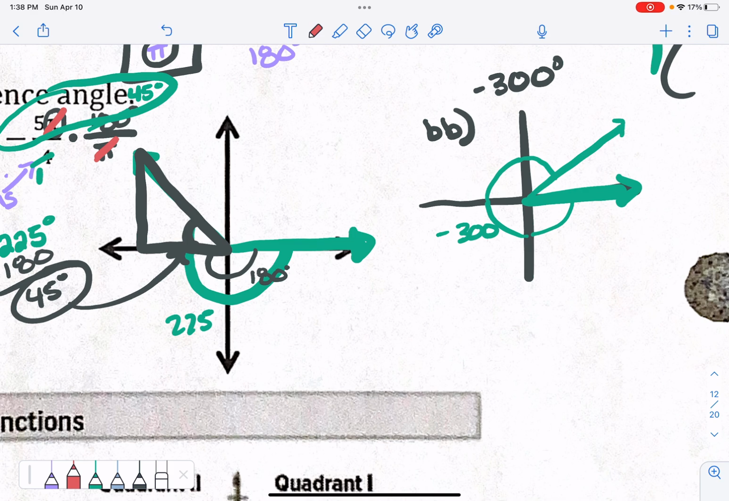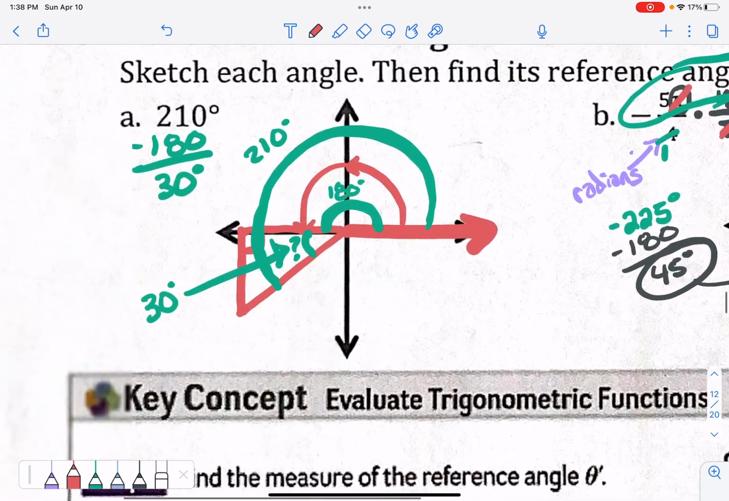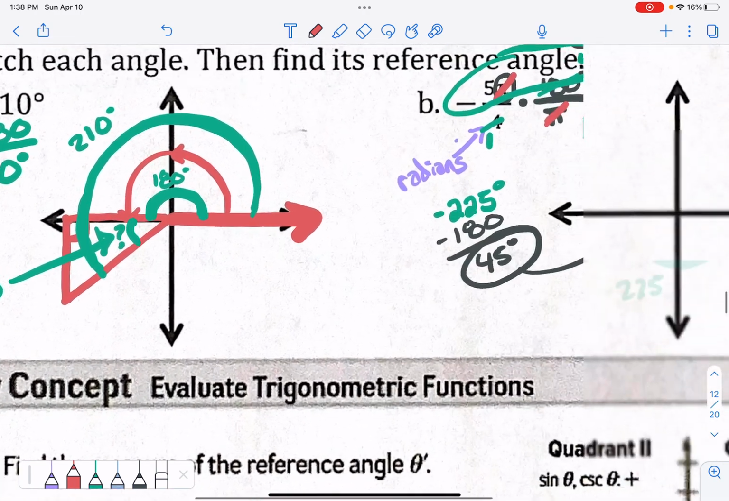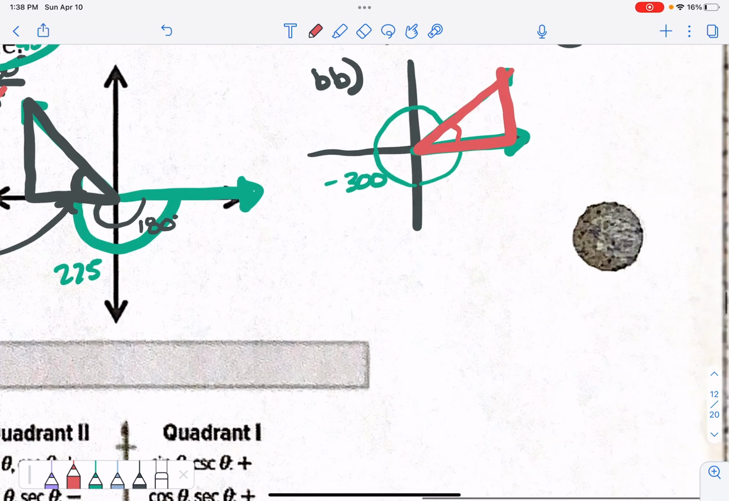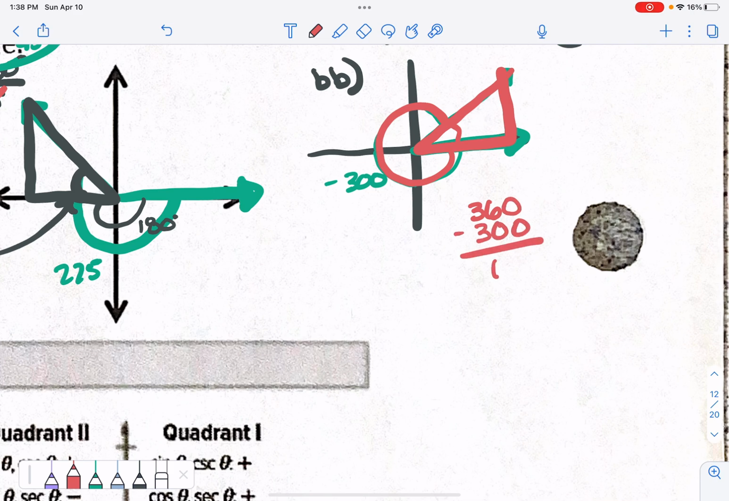My bow tie angle is going to be this angle right here, so I have to figure out what this angle is. And all the other ones, we ended up subtracting 180, but this time we're going to do something a little different to find this angle. If 300 is from here to here, I want to find the rest of the way to get me to 360, right? So in this case, I'm going to do 360 minus the 300, and that's going to give me a 60-degree reference angle, right?